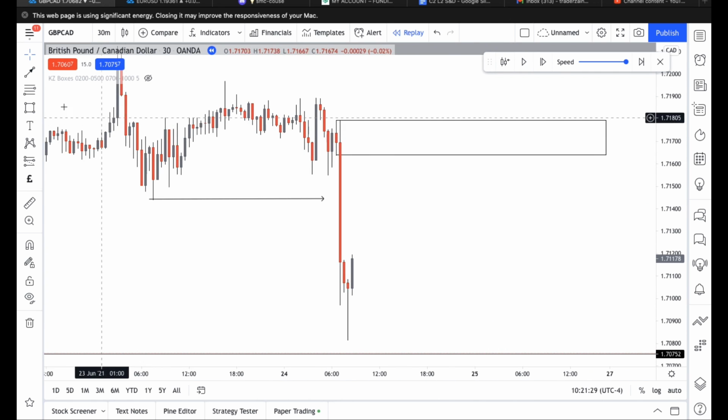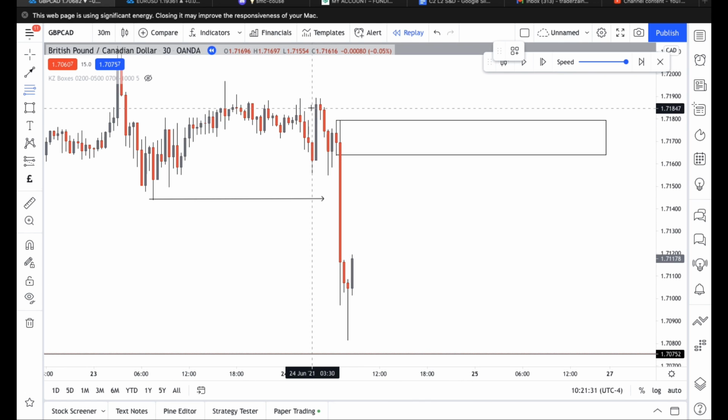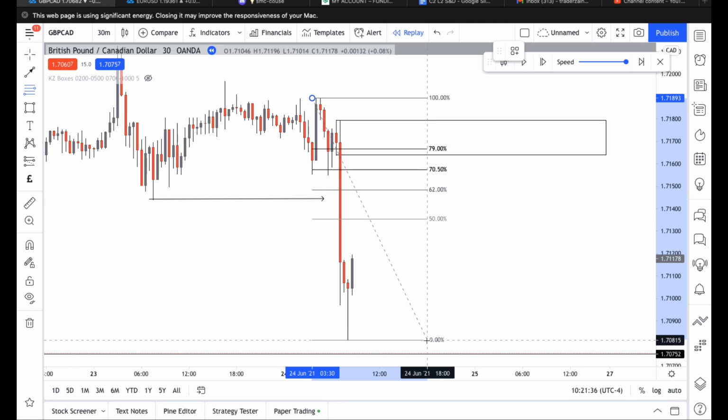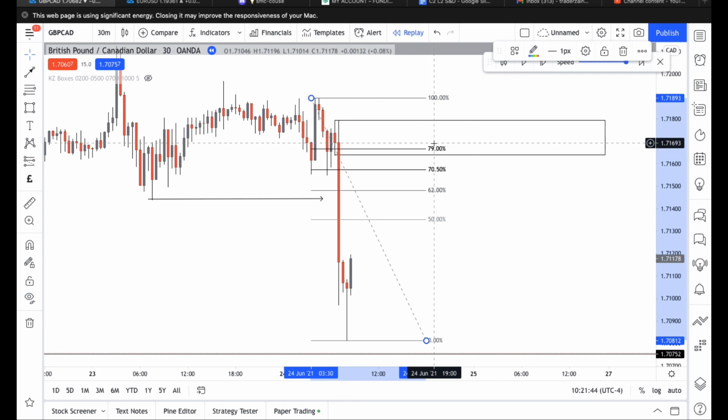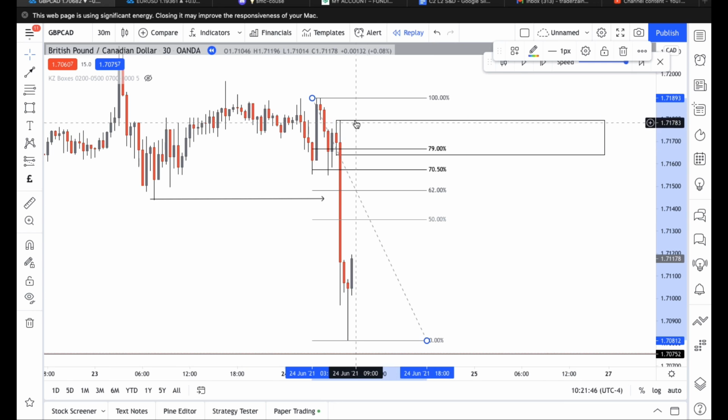Now, you will take out our Fibonacci tool, mark out the high, and we'll mark out the swing low. Now, look at the Fibonacci levels. Does this zone align with the discount? The premium? Yes. It's in our premium level. And remember, we want to sell anything above the equilibrium because it will be at a premium price, right?